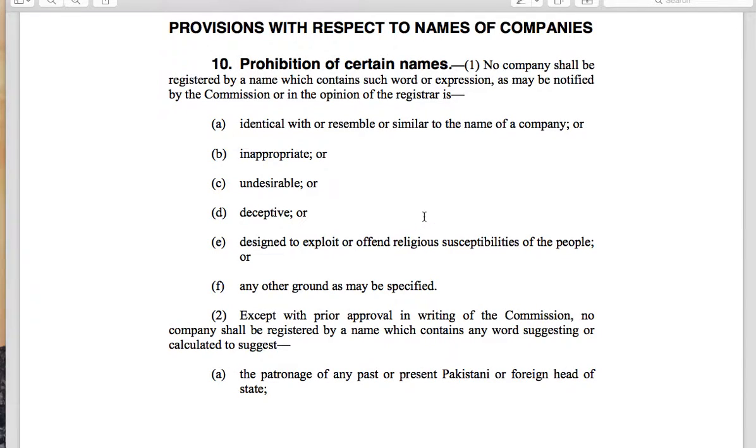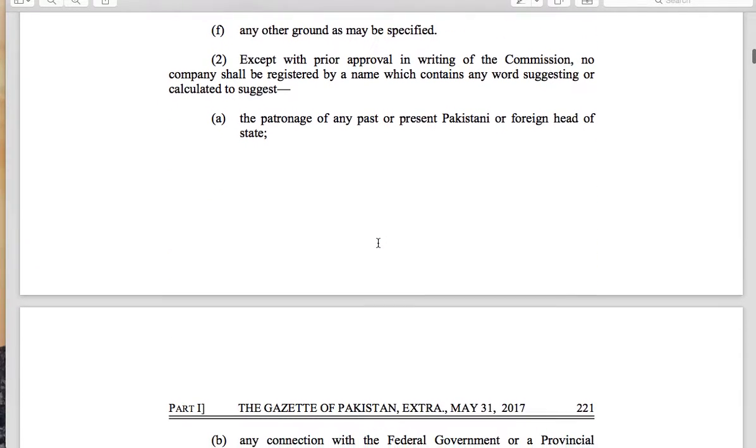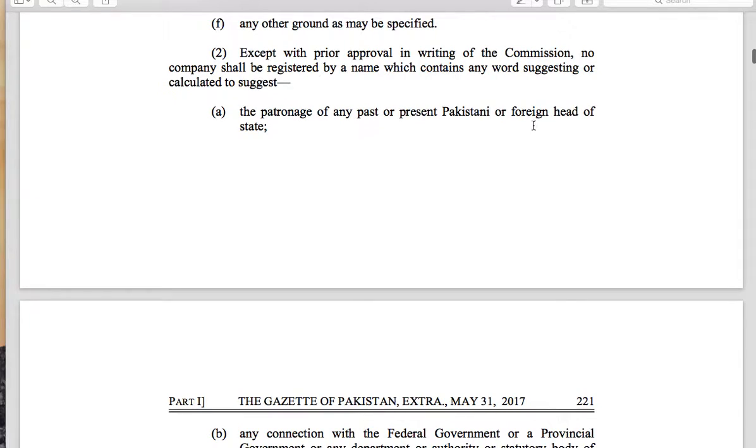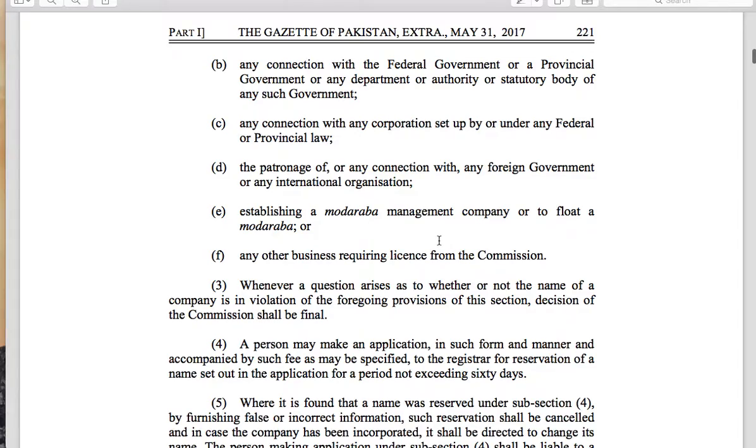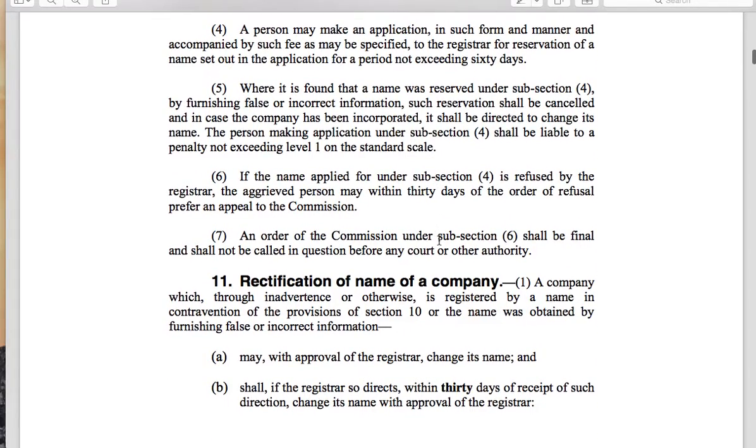Which means that when you file on e-service your incorporation form in which you give three names, the SECP has the power, on the basis of these criteria, to reject your name, and obviously you can't keep it on the name of any patronage or foreign head of state, and some other prohibitions also. If it's restricted, then you can appeal to the commission and the commission's decision will be final.